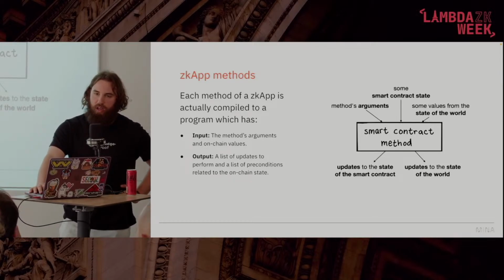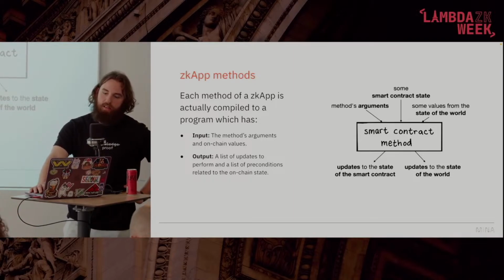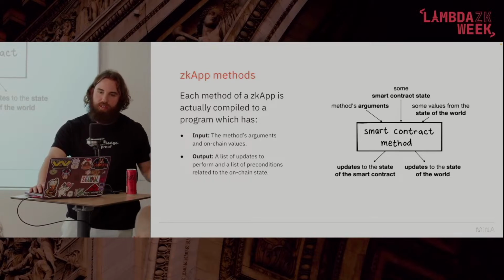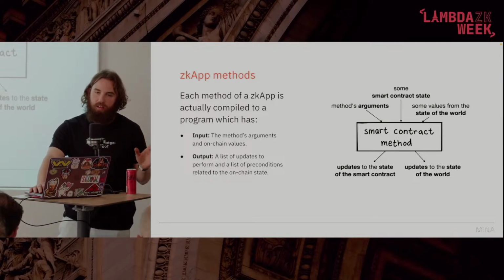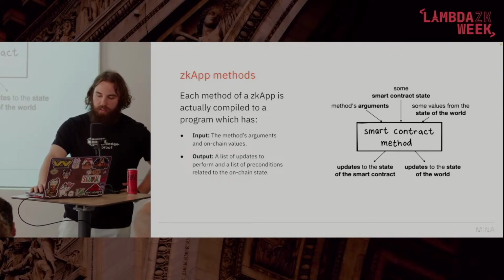So ZK apps are composed of methods, and they are the building blocks of ZK apps, right? Each method can take in arguments, and you have a very small amount of state storage. So you have some state, you have arguments, and then you can take in data from, it says here, the rest of the world. When you run the method, the outputs are, you can update the state of the contract, and you can update the state somewhere else. So these are the building blocks of ZK apps.